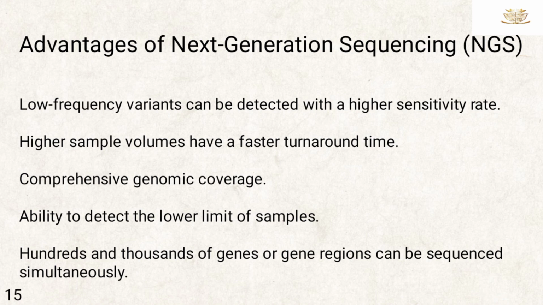Advantages of NGS method: low frequency variants can be detected with a higher sensitivity rate. Higher sample volumes have faster turnaround time. Comprehensive genomic coverage. Ability to detect the lower limit of samples, and hundreds and thousands of genes or gene regions can be sequenced simultaneously.